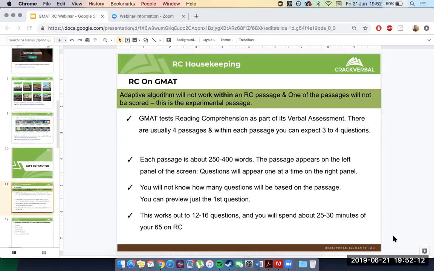You don't have to turn a page over. I mean, obviously that's not true because you're not doing it on paper, but you don't have to go back to the passage window or the passage tab. You'll always see the passage on the left-hand side of the screen.